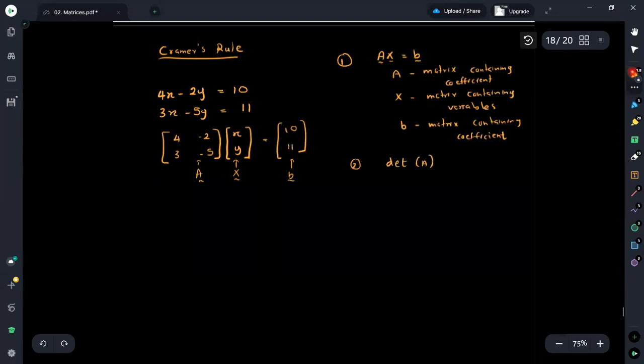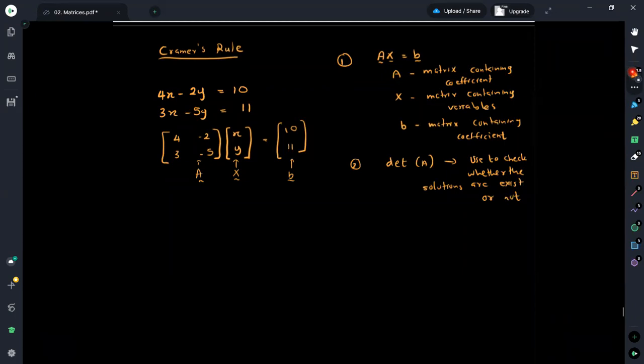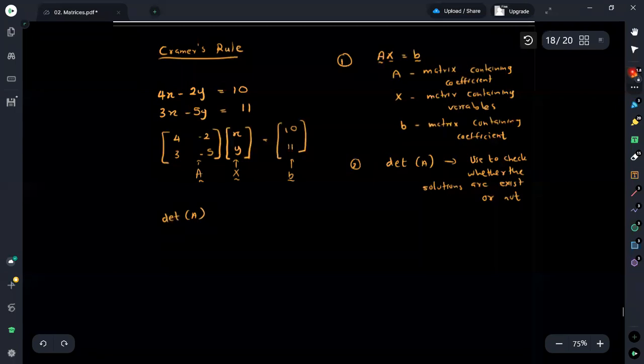We use the determinant of matrix A to check whether the solutions exist or not. Therefore, this is the way that we are checking whether the solutions exist. As the first case, we can use this determinant of matrix A, so we'll see whether solutions exist for this system of linear equations or not.